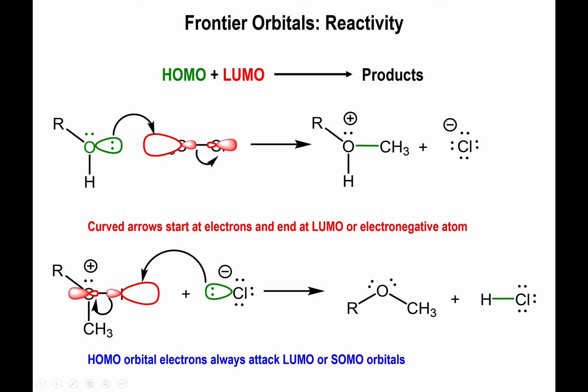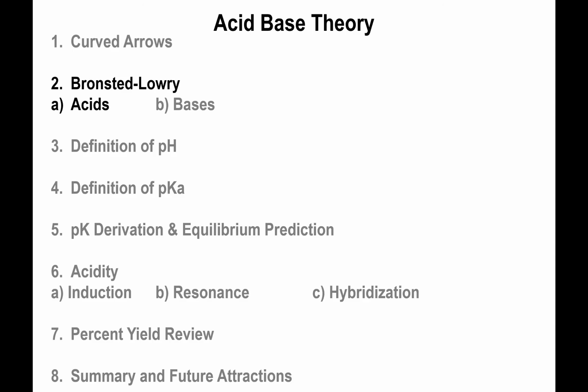Alright, so just remember, HOMOs will always attack the LUMOs or SOMOs, where the SOMO is an orbital that has only one electron, so it can accept an additional one. We'll talk about that in the context of radicals later in the course. Okay, so that's it for curved arrows. In the next video, we'll talk about the Bronsted-Lowry acids and bases.